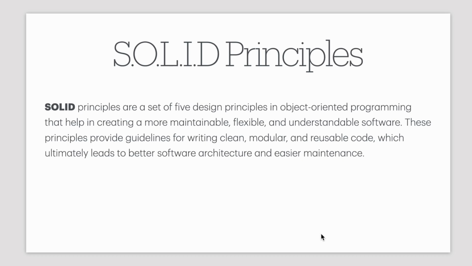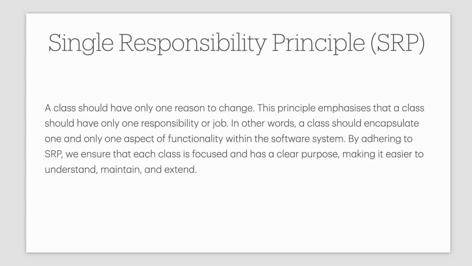So let's get started. The first one is the Single Responsibility Principle, SRP. So what does it say? A class should have only one reason to change. This is the definition of SRP. It emphasizes that a class should have only one responsibility or job. That means if we are writing a class, it should be responsible for a single kind of functionality, and similar functionality needs to be handled inside one class.